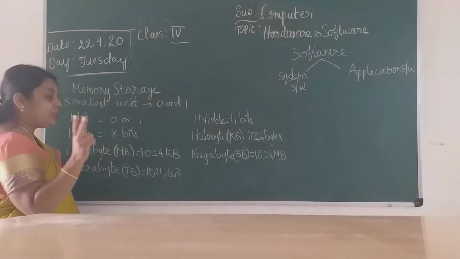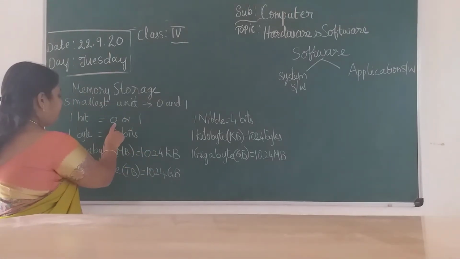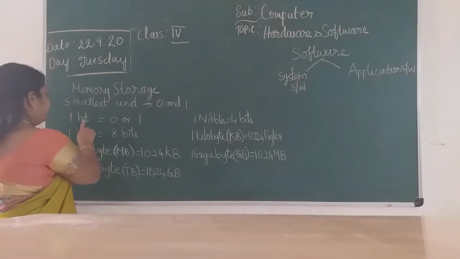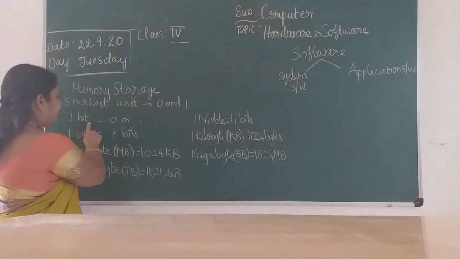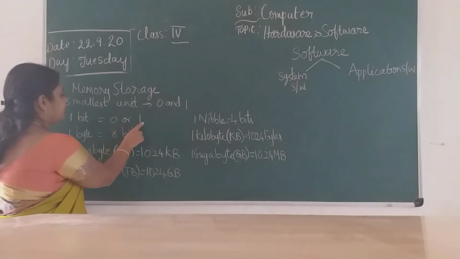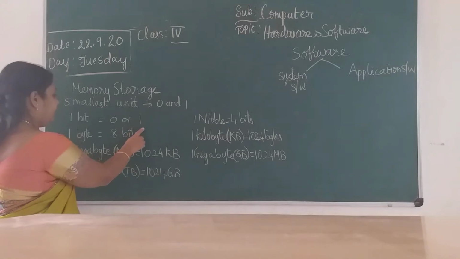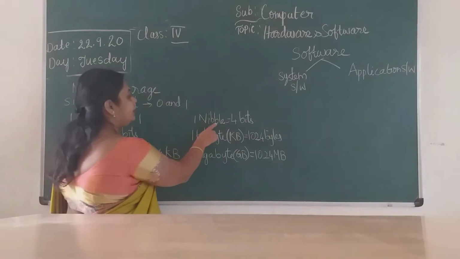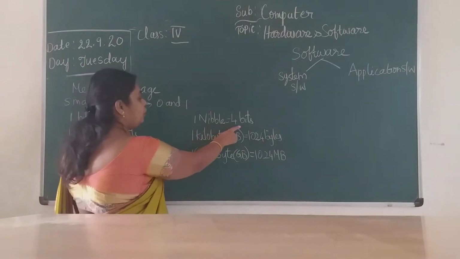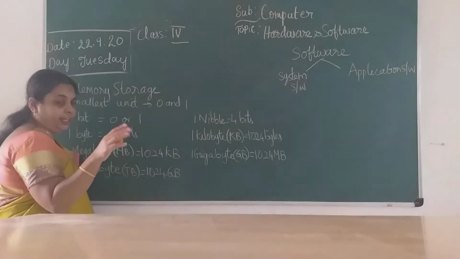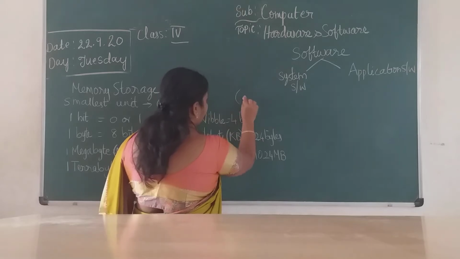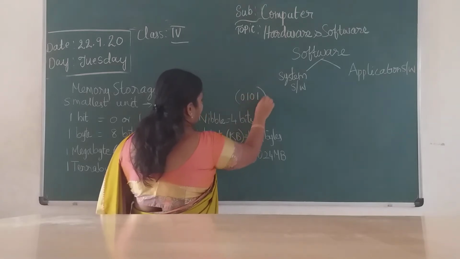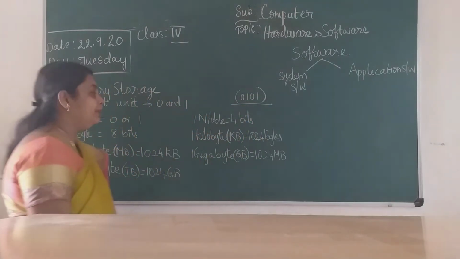Okay. So this 0 and 1 only forms the 1 bit. That is actually this binary digit. That short form only is bit. So 1 bit is 0 or 1. Then next one, nibble. Nibble is equal to 4 bits. Okay. So it will be like this. Any combination it can be. 4 bits means 0, 1, 0, 1. So this is your nibble.